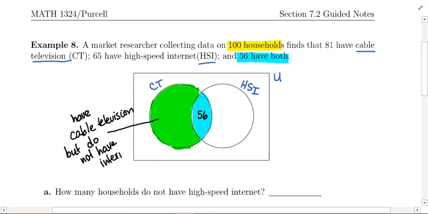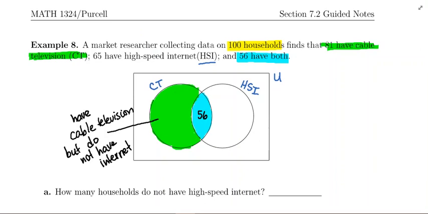So how do we figure out that number? Well, we know we're trying to fill in the cable circle. So what do we know about cable? We know that 81 people have cable television. But remember, the entire cable television circle is this entire thing, the green plus the blue part.